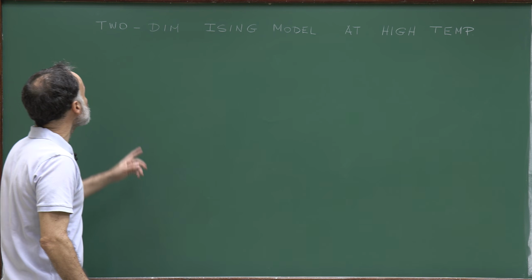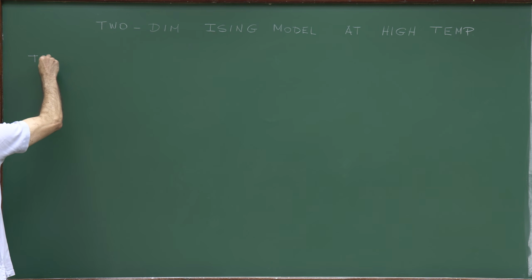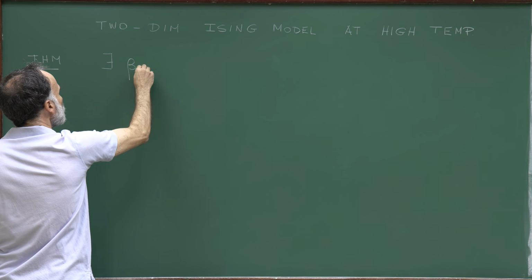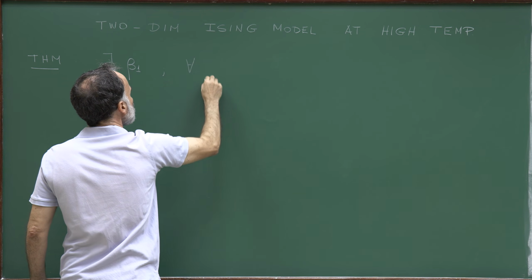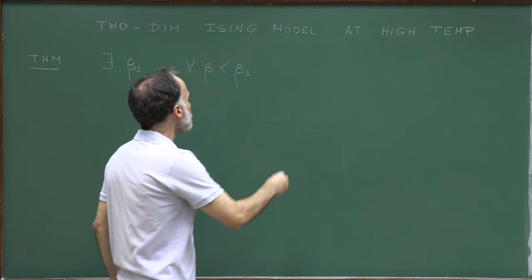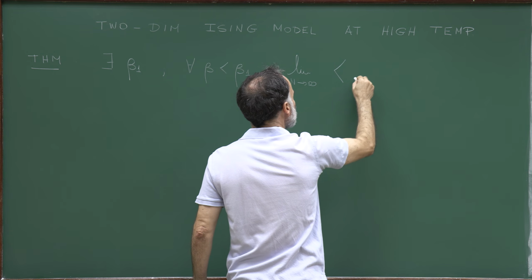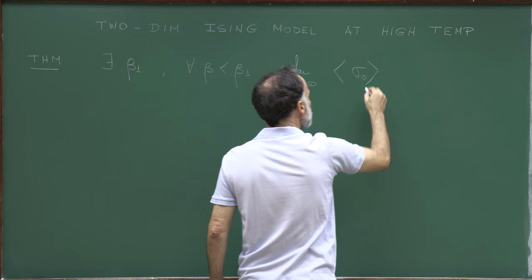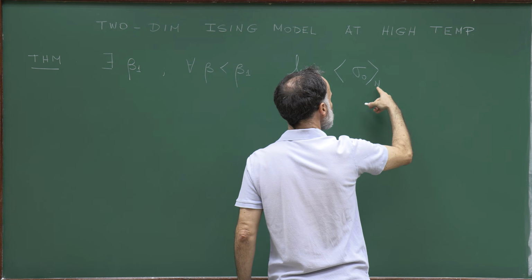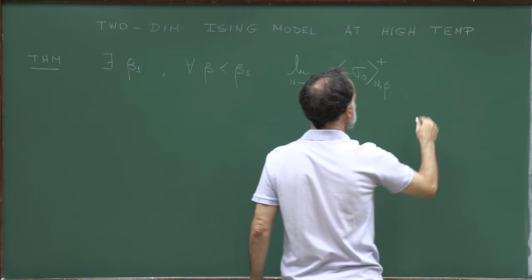So in this lecture, I will discuss the two-dimensional Ising model at high temperature. The theorem we would like to prove reads as follows. There exists a beta 1 such that for all beta less than beta 1, so for high temperatures, the limit as n tends to infinity of the expectation of the spin, the value of the spin at the origin, under the measure on the box of size n at inverse temperature beta with positive boundary conditions, is equal to 0.